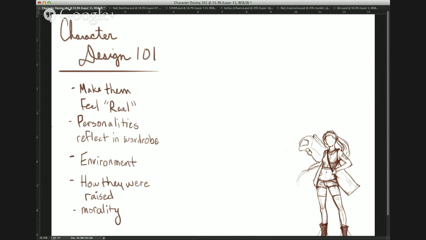Michael wants to know, could you do a leather fur jacket? A leather fur jacket. Yeah.